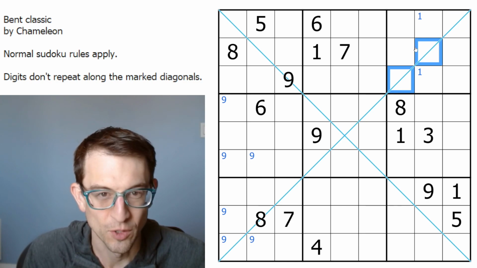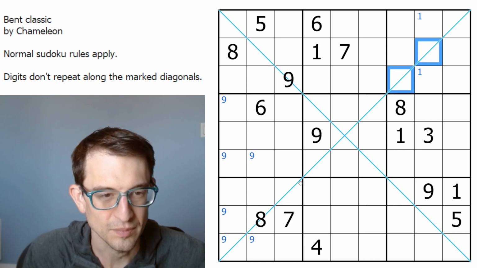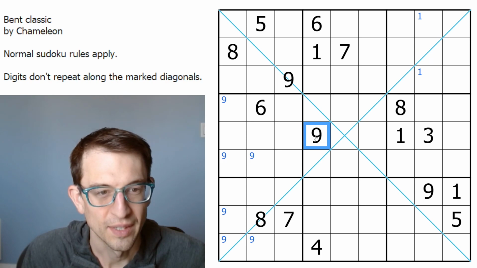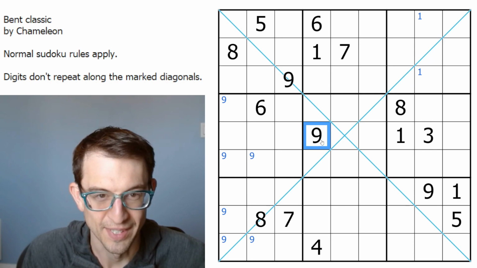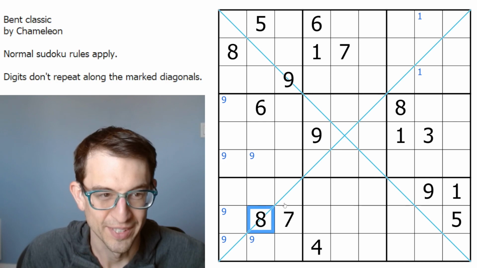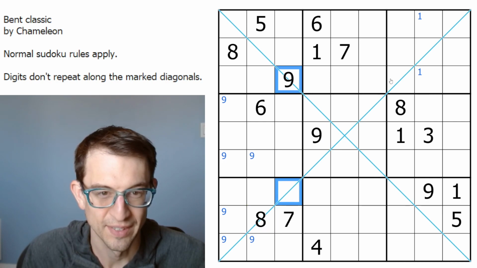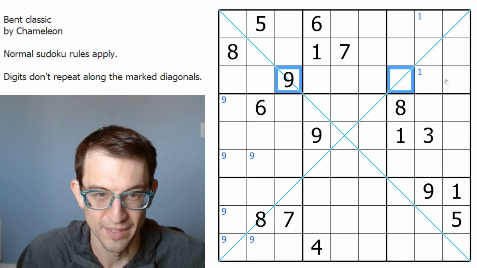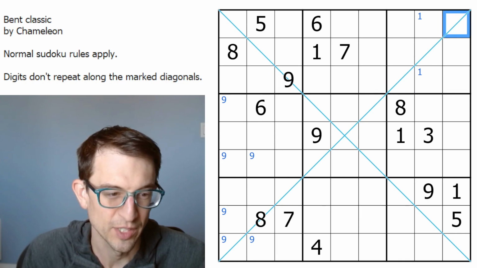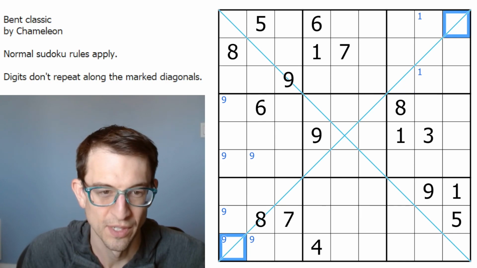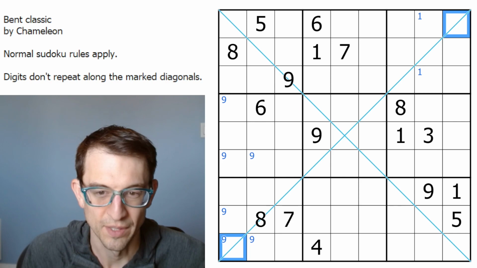And so where can 9 go along this diagonal? Well, it can't go in the middle box because of this 9. It can't go here because of this 9. It can't go here because of that same 9. It can't go here. So 9 is actually going to be in one of those corners. I'm just going to mark that. I don't know how I'm going to mark that.